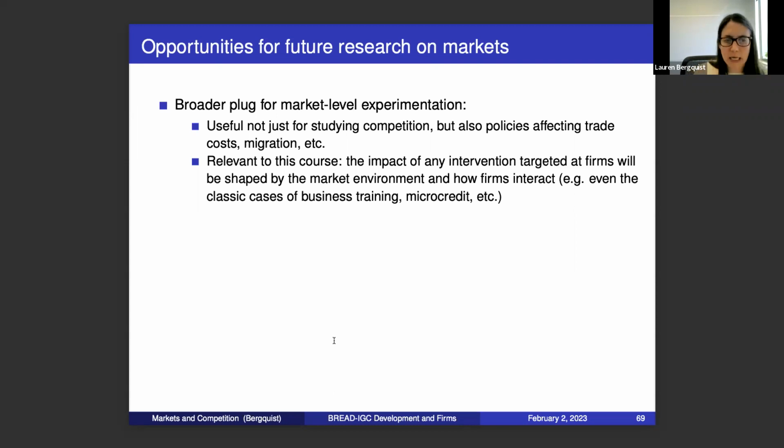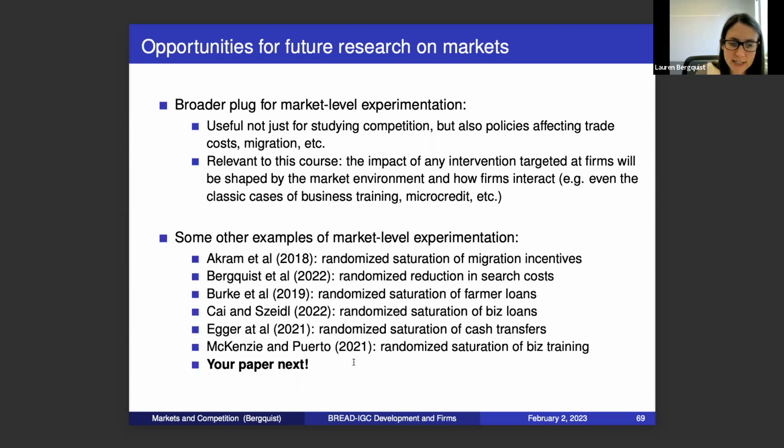Right. So even in the classic case of microfinance, you might see that if you give a loan to a firm, they expand their revenues, but is that truly new productivity and production, or is it business stealing from other firms? That's a really classic question. And so I want to emphasize there's been this recent push to do this market level experimentation. Again, I'm talking mainly about experiments, but you can imagine natural experiments as well.